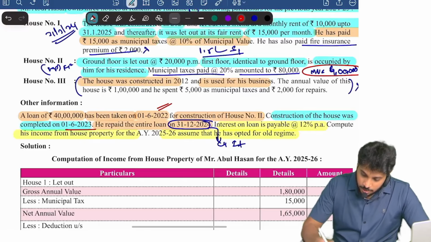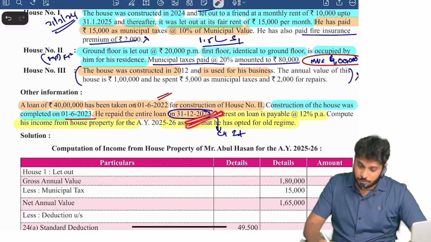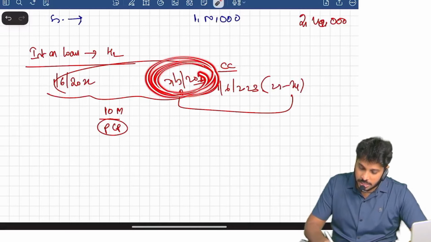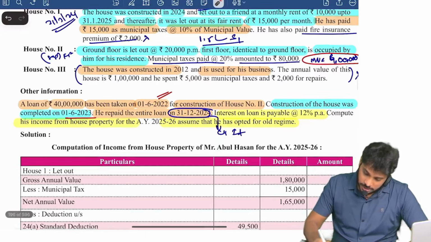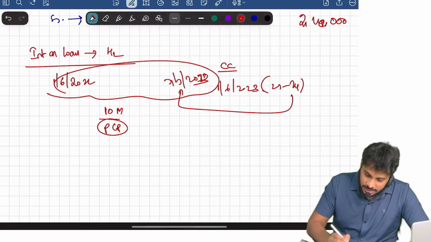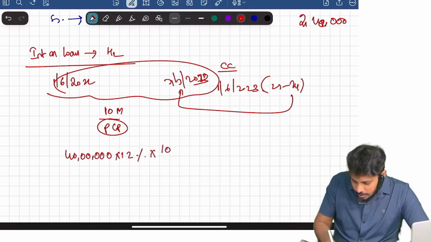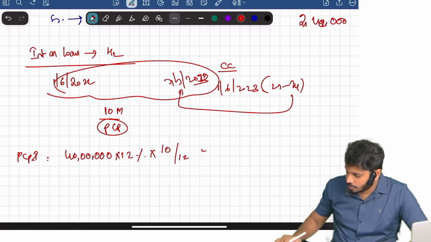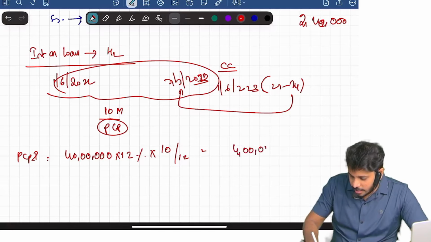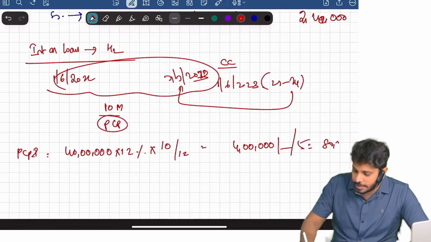Now, what is the loan outstanding? Remember, the loan is repaid only in 2024, which means as on 31st March 2023, the loan is not yet repaid. So how much is the loan? 40 lakh, 12% rate of interest. 40 lakh into 12% into 10 by 12. This is PCPI. That is equal to 4 lakh. This 4 lakhs you will claim as a reduction in 5 installments, 80,000.